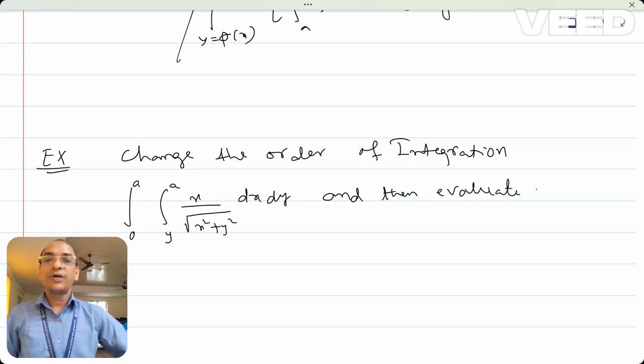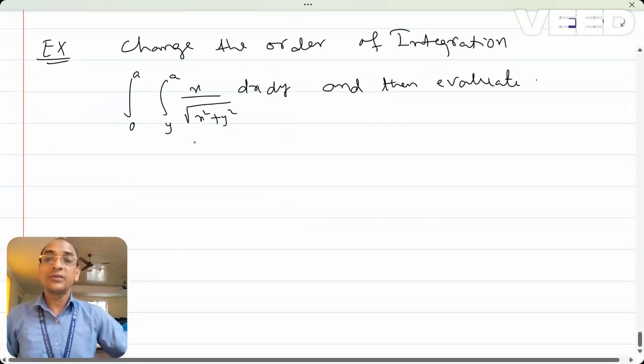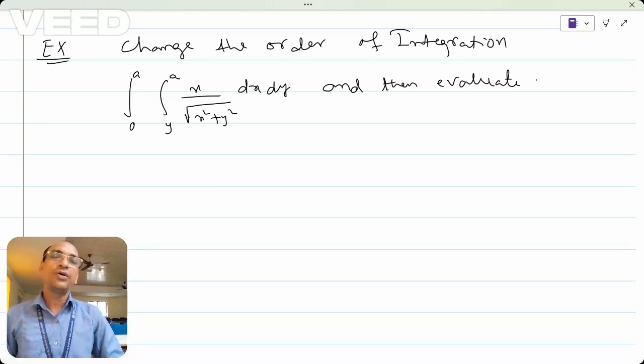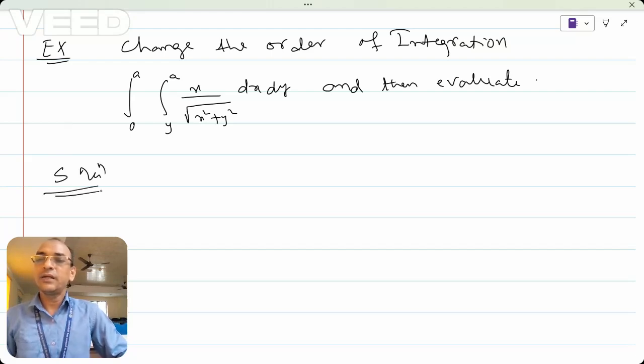That means first we will change the order of integration. If you find that here y is the outer integral and x is the inner integral, first you have to make x the outer integral and y the inner integral, and whatever resultant integral you get, you have to evaluate. So now how can we find the limits, which one is inner integral, which one is outer integral? That first we will know, and then we will go for the integration.